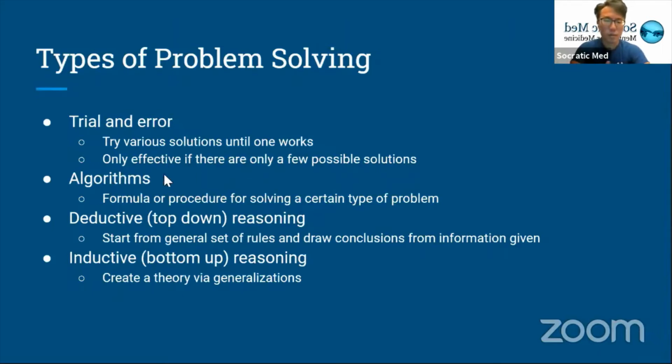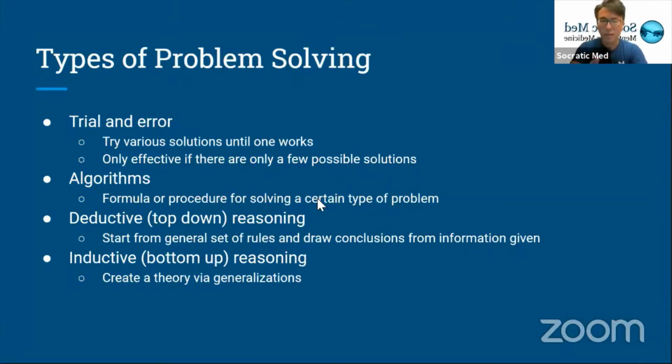So the next type is algorithms. That's when you use a specific formula or procedure that is known to solve a certain type of problem. So it would be equations that we use in physics or chemistry, things that we know will give us the answer if we have the necessary information and the right equation. That's more cookie cutter: if you have specific things and a specific formula to use, you can use that. But most of the time you won't have that either. So we would have to use the next two, deductive or inductive reasoning.